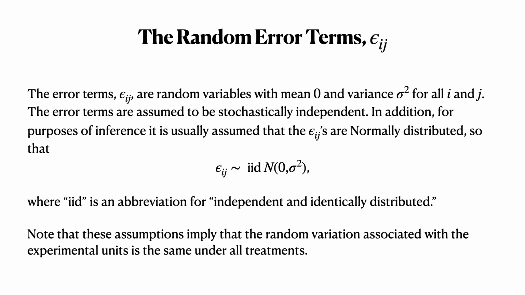The error terms, the epsilon sub ij's, are random variables with mean 0 and variance sigma squared for all i and j. These error terms are assumed to be stochastically independent. In addition, for purposes of inference, it is usually assumed that the epsilon sub ij's are normally distributed, so that the epsilon sub ij's are distributed IID normal with mean 0 and variance sigma squared. Now, note that these assumptions imply that the random variation associated with the experimental units is the same under all treatments.